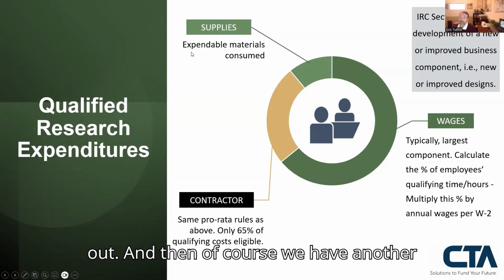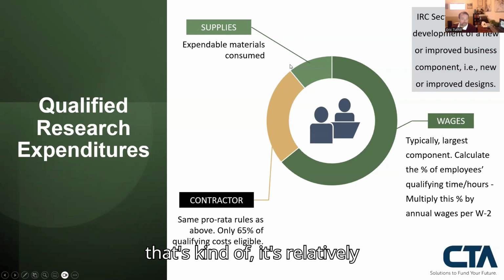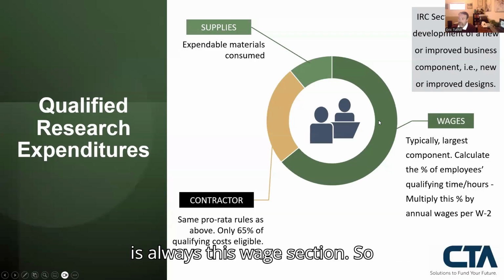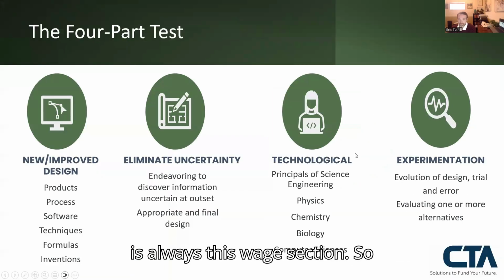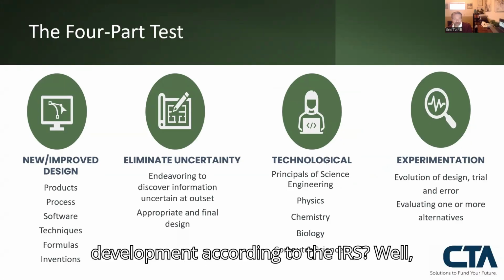And then, of course, we have another bucket here, the supplies bucket. Usually it's relatively immaterial when we look at some of these other buckets right here. The big bucket is always this wage section. So what is research and development according to the IRS?